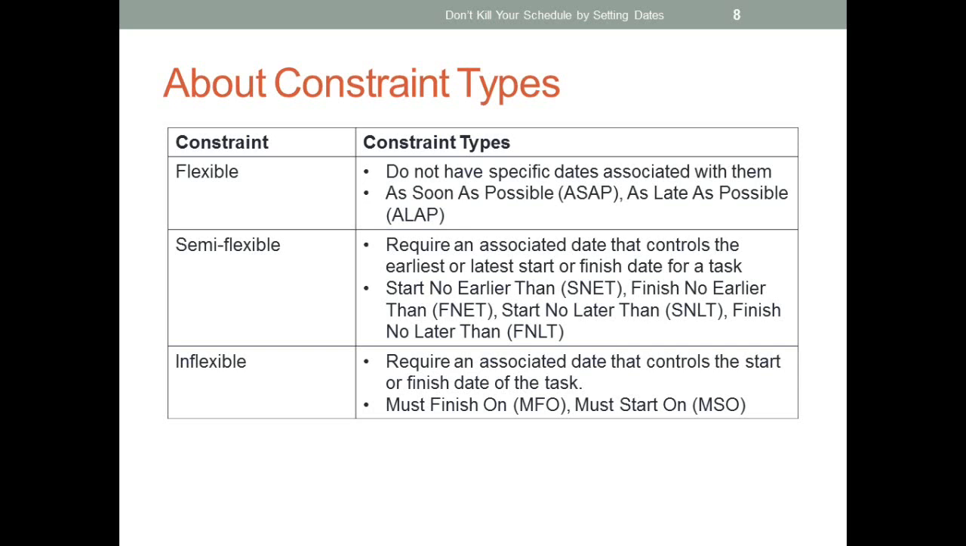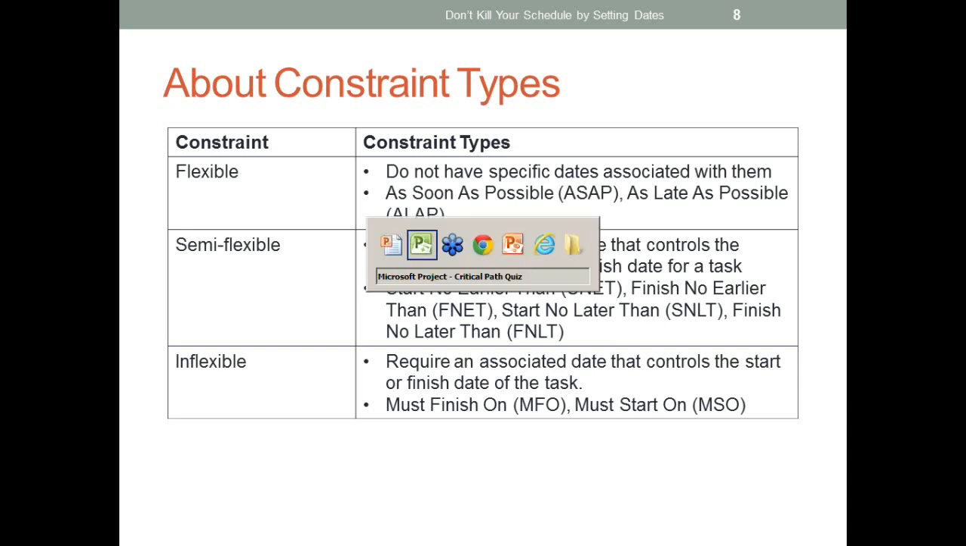For example, as soon as possible and as late as possible. We all know in a forward scheduling, all activities are scheduled as soon as possible. In a backward scheduling, all activities are scheduled as late as possible.